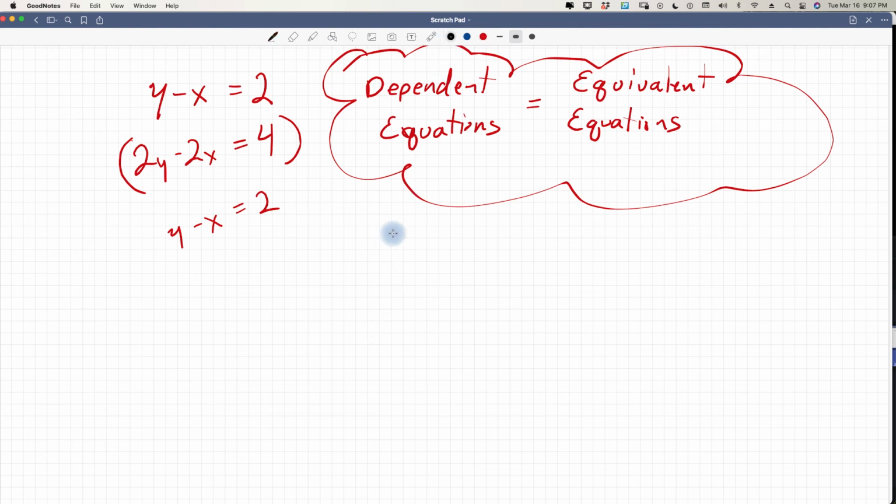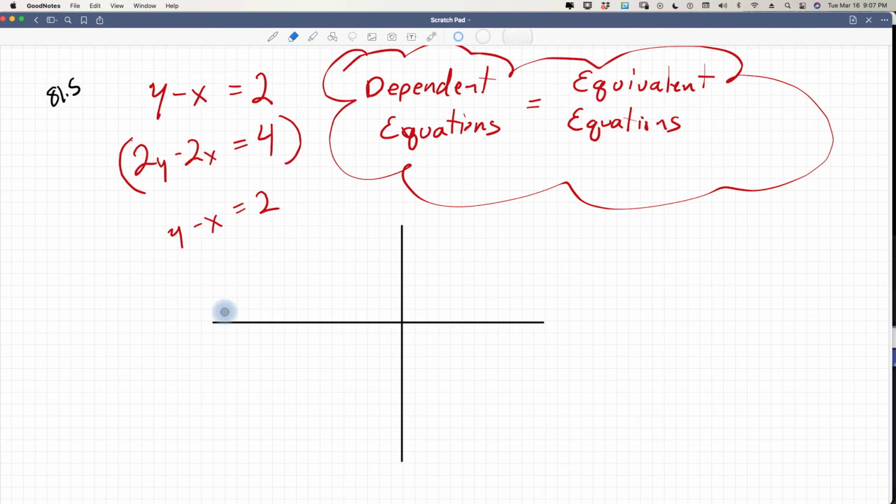Don't believe me? Let's prove it. We're going to take this set right here. That's 81.5. And we are going to graph it. I'm going to take away some of that. There we go. What I'm going to do is rewrite this in different colors. y minus x equals 2. And I'm going to choose red for the other one: 2y minus 2x equals 4. All right. They are equivalent, but we're going to show that they do graph right on top of each other.